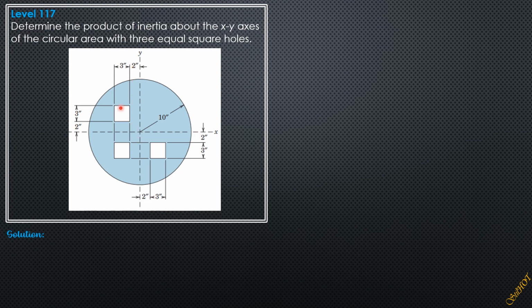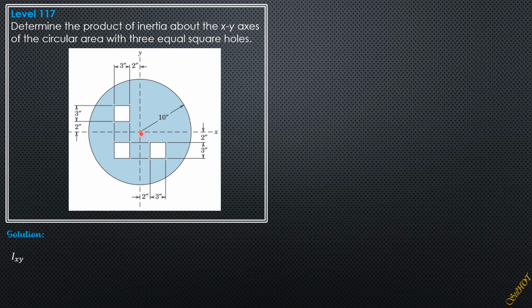Then we have to subtract the product of inertia of these three identical squares with respect to this axis. But these lower two are symmetrically placed from the y-axis, therefore their contribution will vanish. It will just be 0. So that leads to just subtracting the transfer formula for product of inertia of this square with respect to this axis.